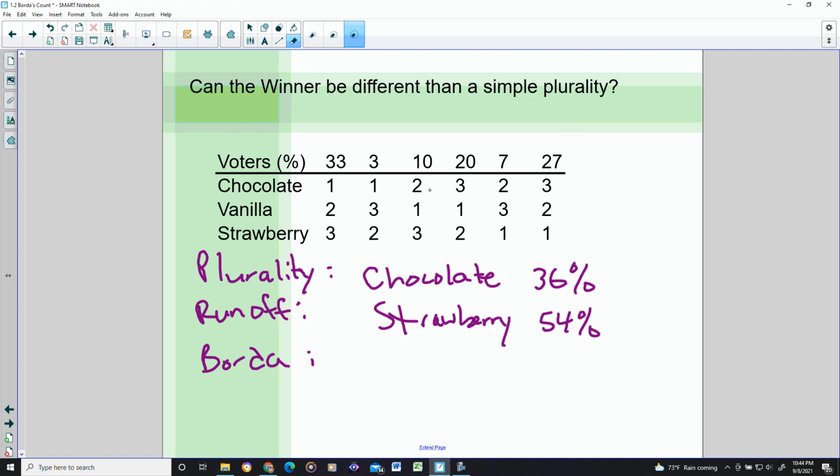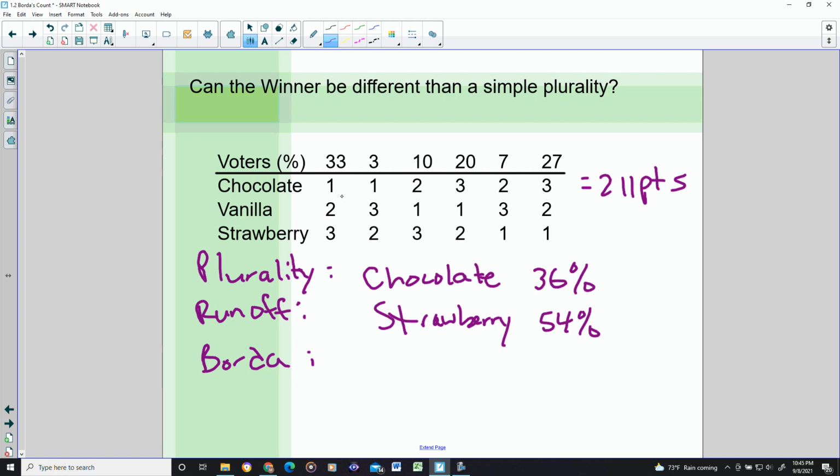Plus 20, that's 56. Plus 60, 116. Plus 14, that's 130. And 130 plus, what is that, 81? That is going to be 211. So guess what? 211 points for chocolate. And you'll see that on the next slide as well.